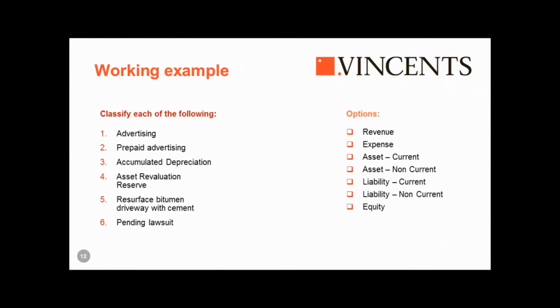This is where it gets a little bit confusing. This classification: each transaction gets classified between revenue and expense items, or asset, liability, or equity items. On the left-hand side, we've got some examples. On the right-hand side, we've got those options we just talked about. If we looked at advertising, what would you classify that as? Expense? Yep. Unless you're receiving the advertising, like revenue, ordinarily expense. Prepaid advertising?